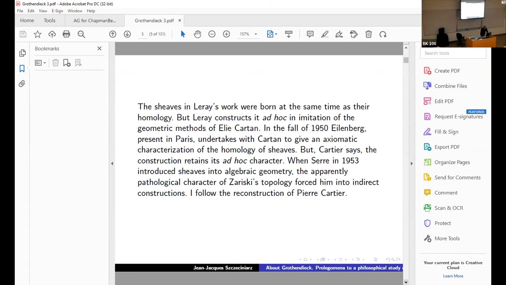Sheaves in the Leray work were both present at the same time as their homology, but Leray constructed it ad hoc, in imitation of the geometric method of Elie Cartan. In the fall of 1945, Eilenberg was present in Paris. He undertook with Cartan to give an axiomatic characterization of the homology of sheaves. But, as Cartier says, the construction retains its ad hoc character. When Serre in 1953 introduced sheaves into algebraic geometry, the apparently pathological character of the Zariski topology forced him into indirect construction. I follow here the reconstruction by Pierre Cartier of this history.